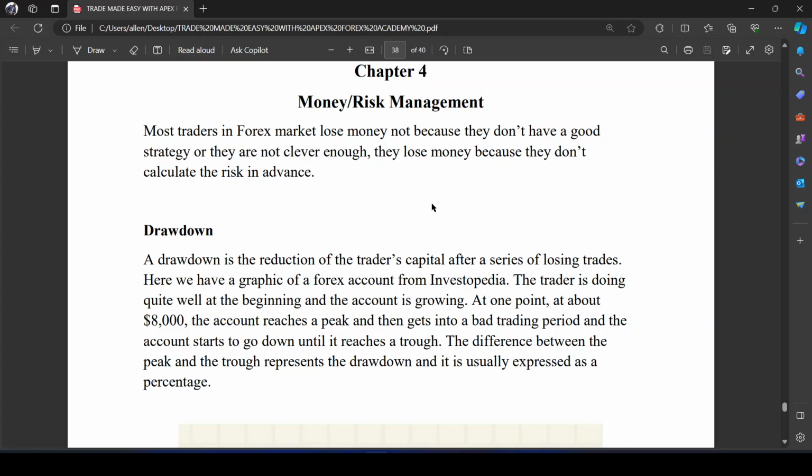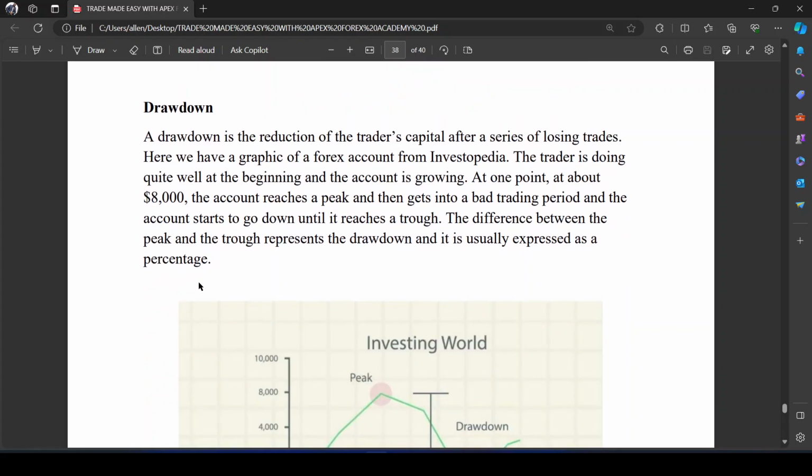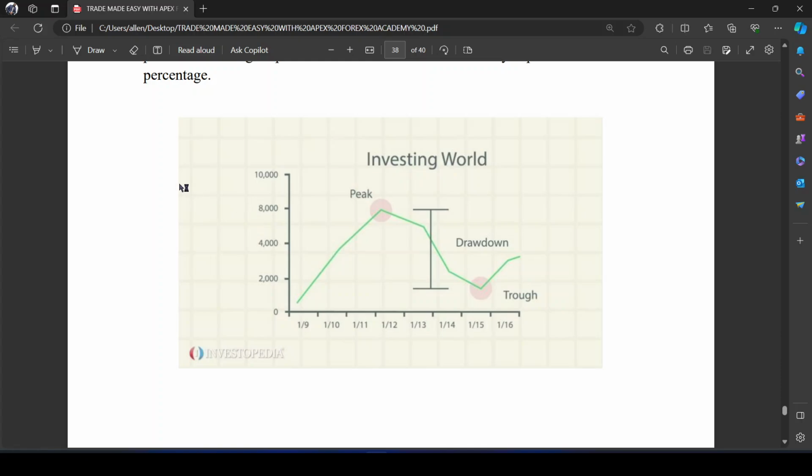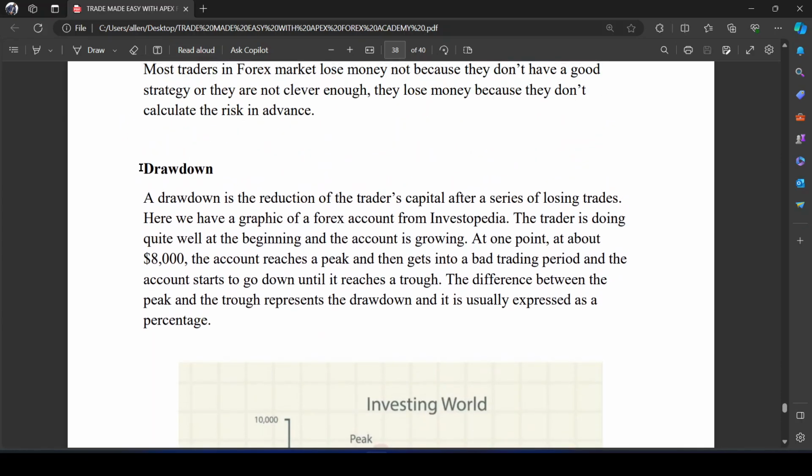So the first concept I would like to talk about, which is even the major concept, if not the only concept under money and risk management, is drawdown. How do you calculate your drawdown? This is one of the concepts. There are others I'll talk about. A drawdown is basically the reduction of a trader's capital after a series of losing trades.